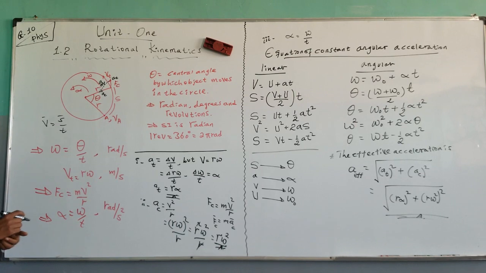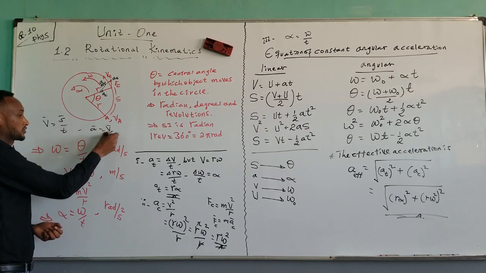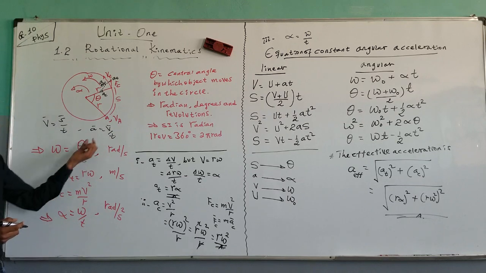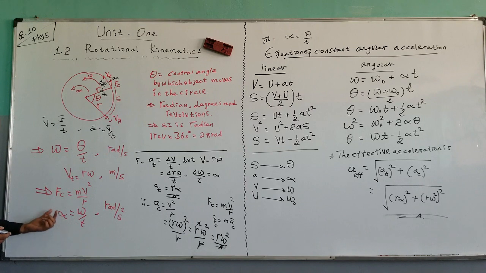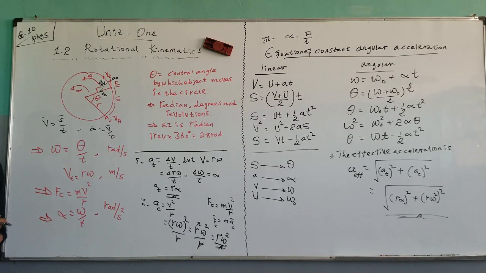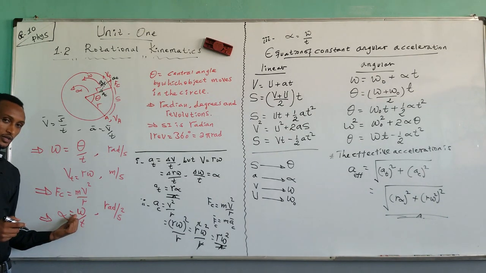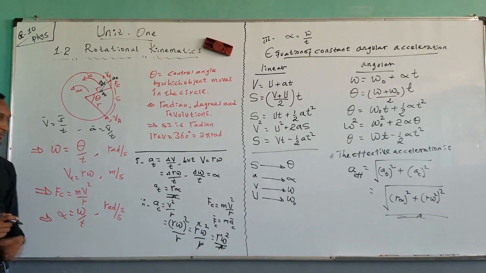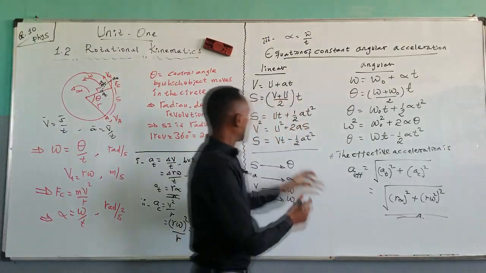acceleration. Linear acceleration is a rate of change between velocity and the time. In rotational motion, angular acceleration is a rate between angular velocity through a time. Its unit is radian per second square.